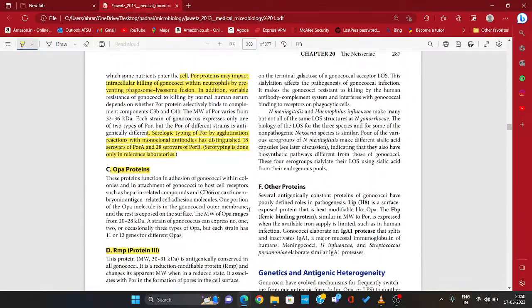So, other proteins. Several antigenically constant proteins of gonococcus have poorly defined roles in pathogenesis. Lip is a surface-exposed protein that is heat modifiable like Opa. Okay, this is important.